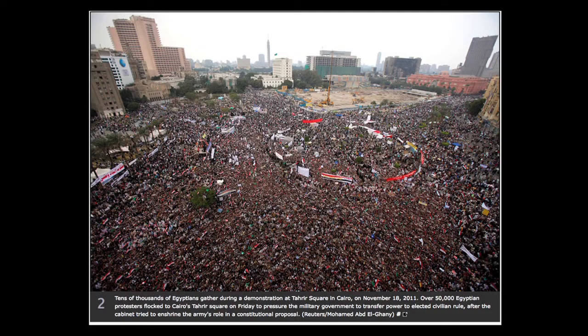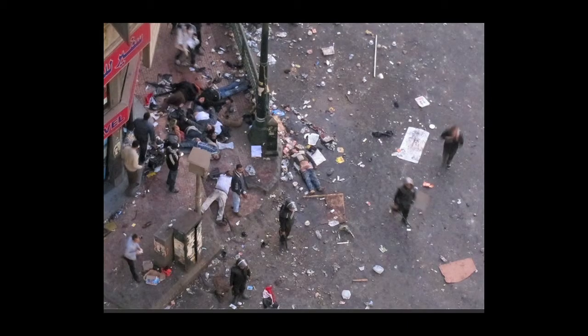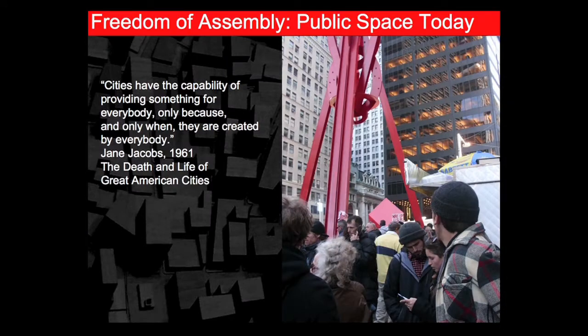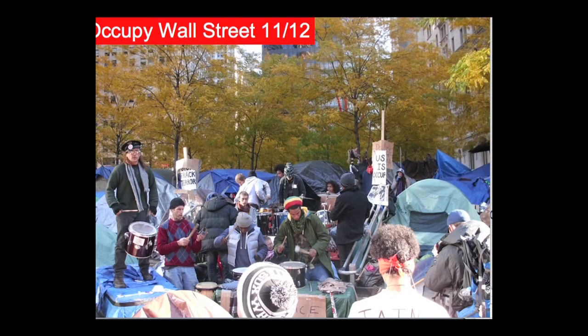And of course, then we come to the moves of today in Tahrir Square, the violence that can result, the resulting tit-for-tat protests and joinery in the Puerta del Sol in Madrid, and going back to the simple notion that even Jane Jacobs knew in 1960 when she wrote that cities have the capability of providing something when they are created by everybody. So this participatory aspect of which this is only a piece. This is a piece of that participatory aspect. This is a question to us in a way. Because if you can't do this here, where can you do it?